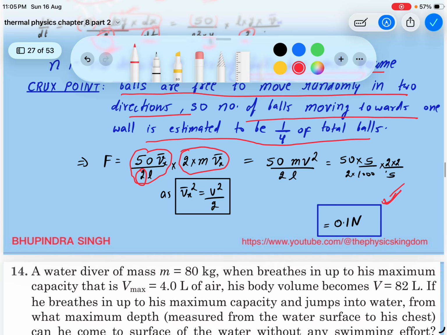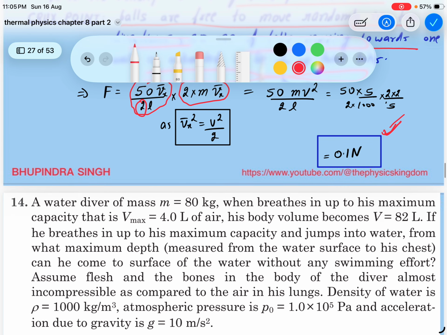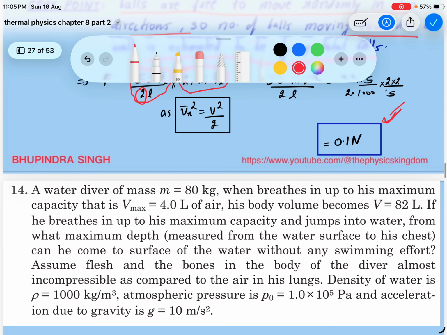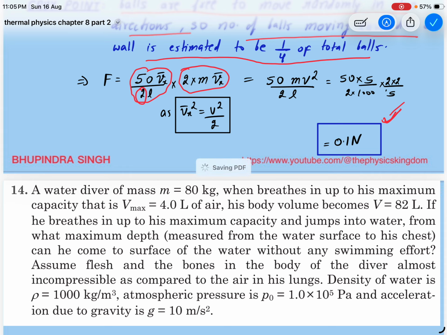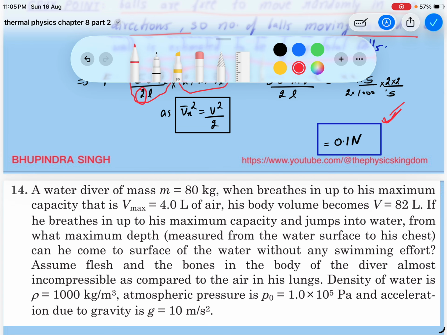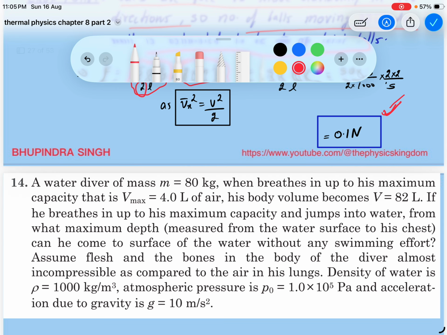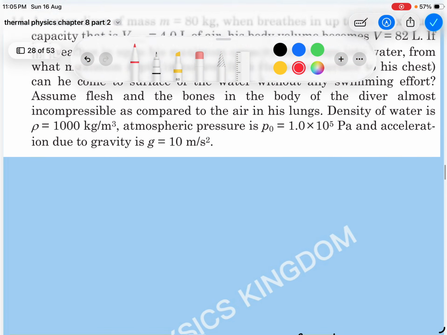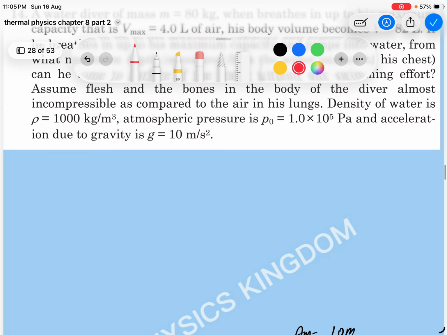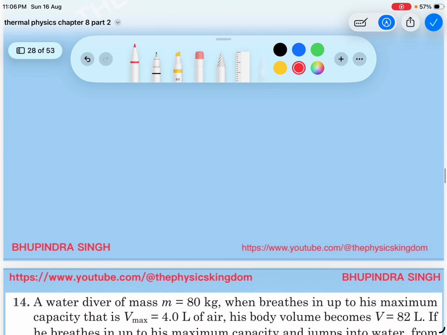Right, so now let's move to the next question. Very good question. Different sources write very big solutions, but actually it is a very easy and important question. So please read question number 14 and try to do it by yourself first. The answer given in the problem is 10 meter, which is 100% correct. Very beautiful concept in this question.